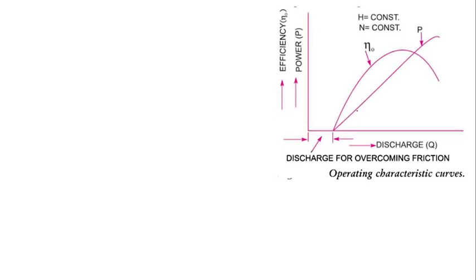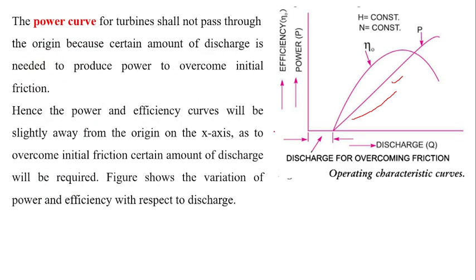If you see here, discharge is on the x-axis, and power and efficiency are on the y-axis. Efficiency increases and power increases gradually. At some of the discharges, the power and efficiency curves will be slightly away from the origin on the x-axis.